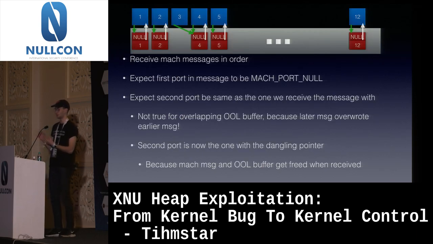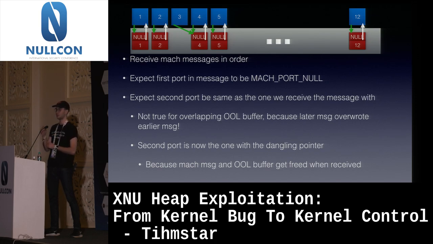So a different view of that is like this. If you have a port and you send a send right to itself, you can check the handles. You compare the one you're receiving the message on and the actual handle you received. If it's the same, then we have the situation on the left, where it's 1-1 or 2-2 or something like that. So you receive them in order and expect the first port in the message to be MACH_PORT_NULL, because that's what we sent. And we expect the second port to be the same one we receive on, because they have the same handle, because this is the one we sent. This is true for all, but for the one where it overlapped, because the latter message overwrote the earlier one.